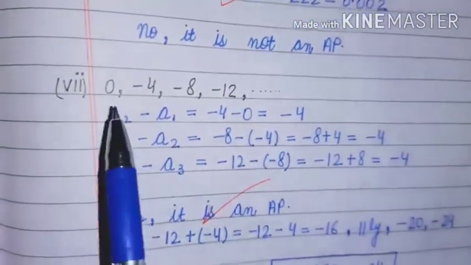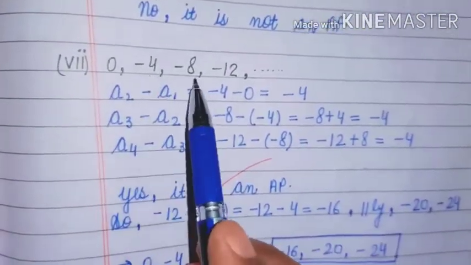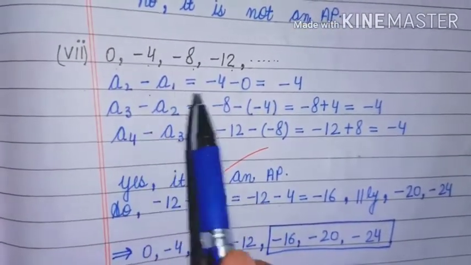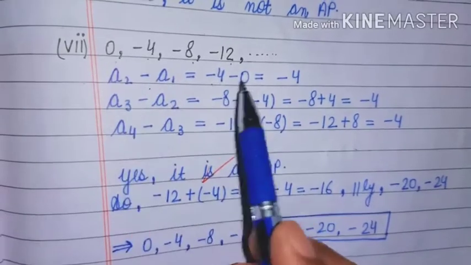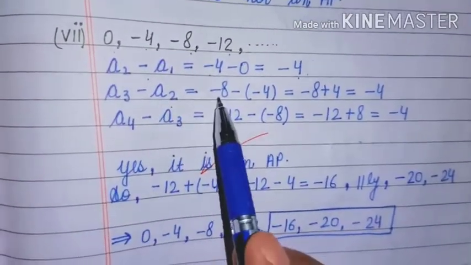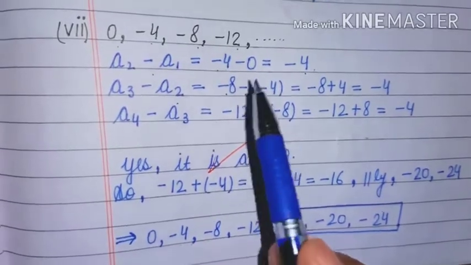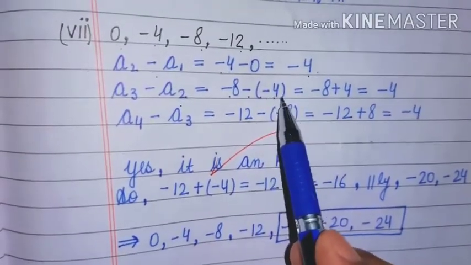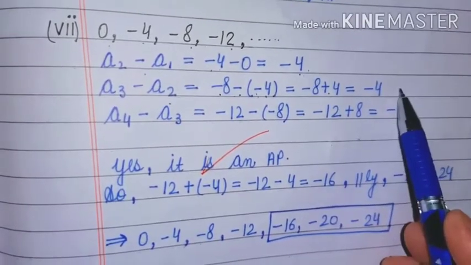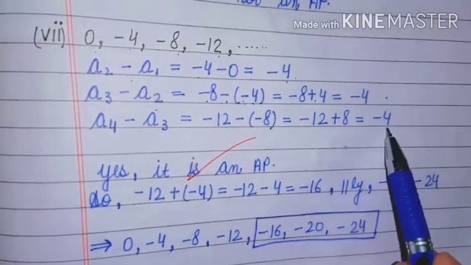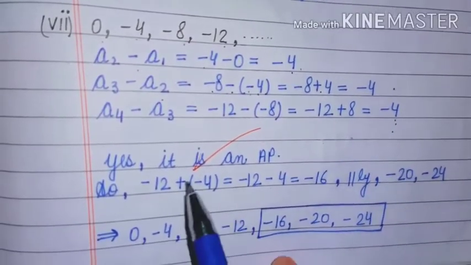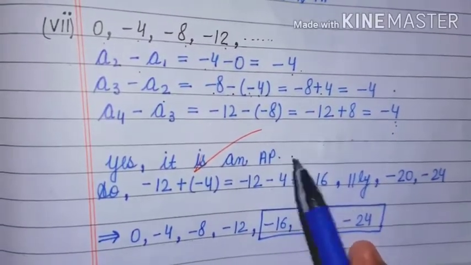Next question: 0, minus 4, minus 8 and minus 12. We will find D, A2 minus A1, minus 4, A1 is 0, minus 0, that is minus 4. A3 minus A2, minus 8, then minus, and A2 is also minus 4. Then if you solve, it becomes plus, and you will get minus 4. Third case also you will get minus 4. In all cases the common difference is same, then you can say this is an AP.